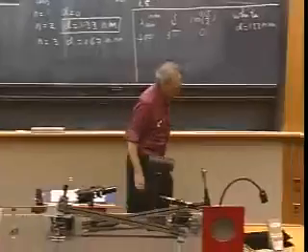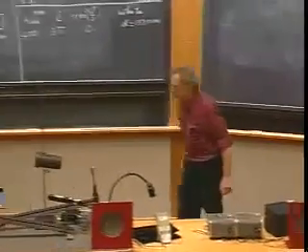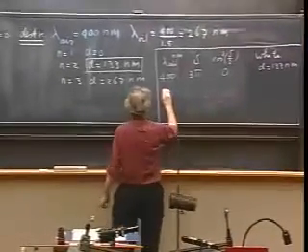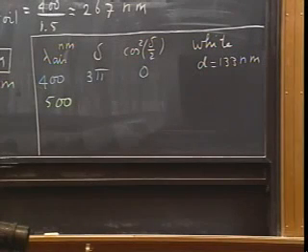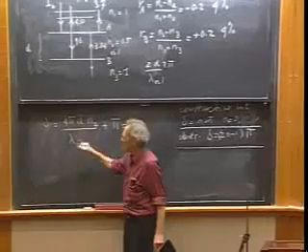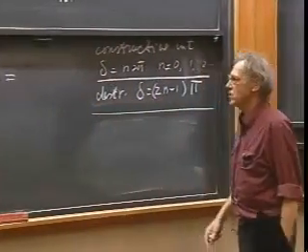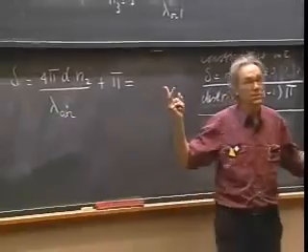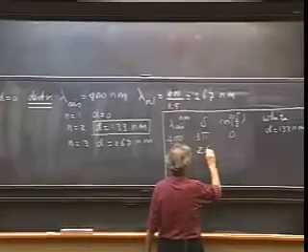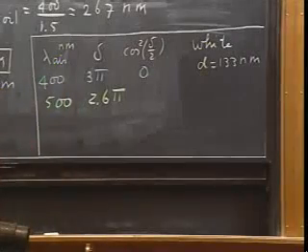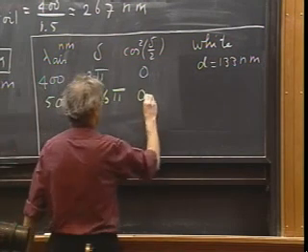Now, I need green. Yeah, we have green. So now I'm going to also shine on it green light, 500 nanometers. I know what D is, so that's non-negotiable. And now my lambda air is 500 nanometers, and so I can calculate what delta is. Untouched by human hands, very simple. And I find now 2.6 pi. And if I take cosine squared of delta over 2, I find 0.35.